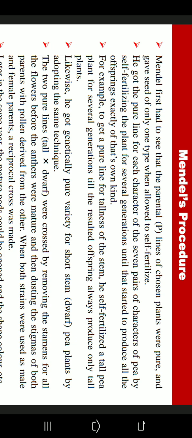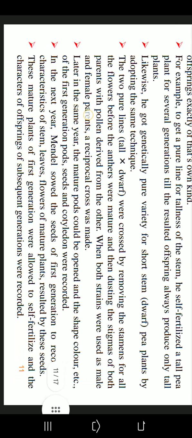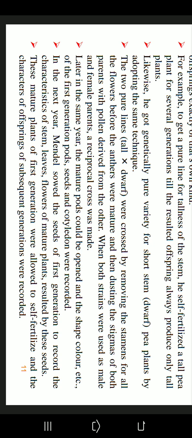For example, to get a pure line for tallness of the stem, he self-fertilized a tall pea plant for several generations till the resulting offspring always produced only tall plants. Likewise, he got a genetically pure variety for short stem dwarf pea plants by adopting the same technique. The two pure lines, tall and dwarf, were crossed by removing the stamens from all the flowers before the anthers were mature and dusting the stigmas of both parents with pollen derived from each other. When both strains were used as male and female parents, a reciprocal cross was made.